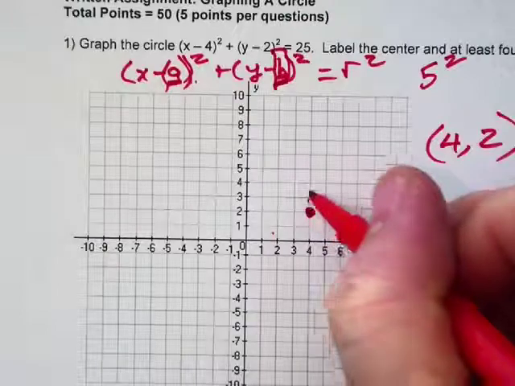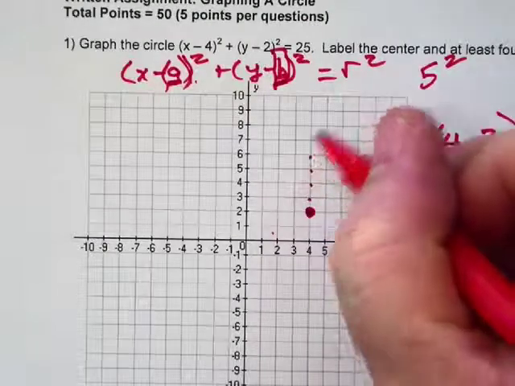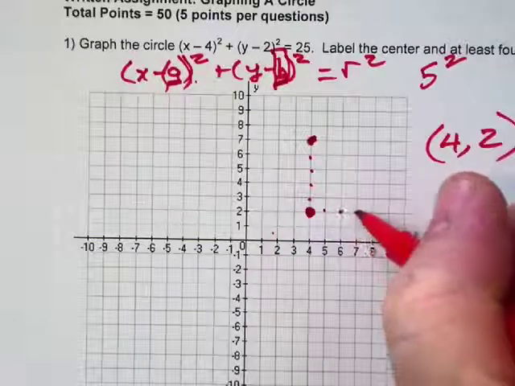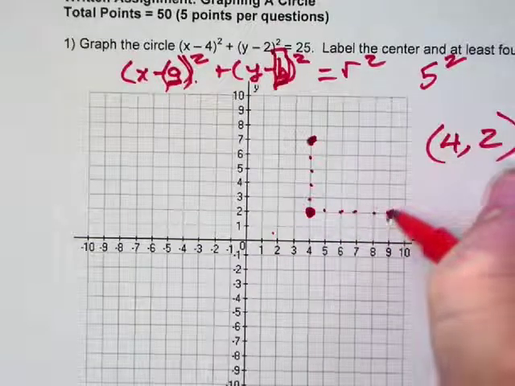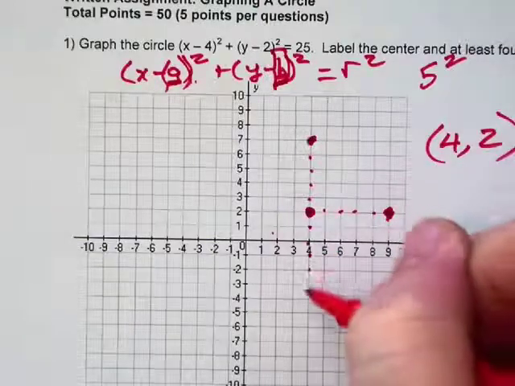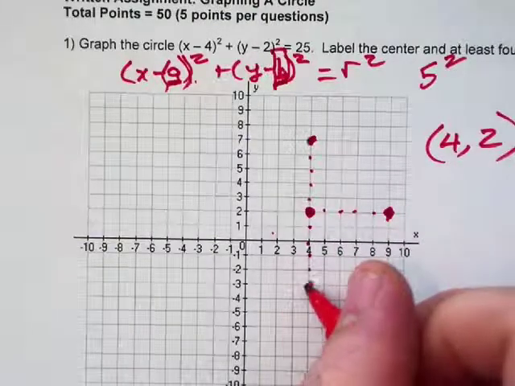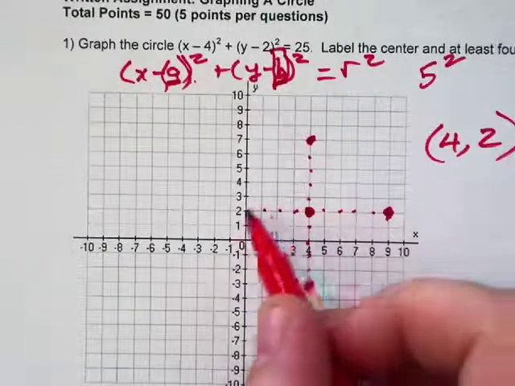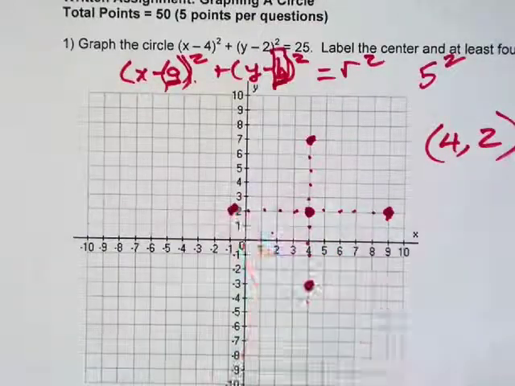So we're going to go up 1, 2, 3, 4, 5. Here's 1 point on the circle. 1, 2, 3, 4, 5. Here's another point on the circle. 1, 2, 3, 4, 5. Here's another point on the circle. And 1, 2, 3, 4, 5. And here's a fourth point on the circle.